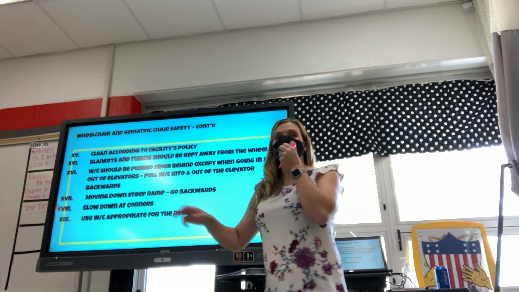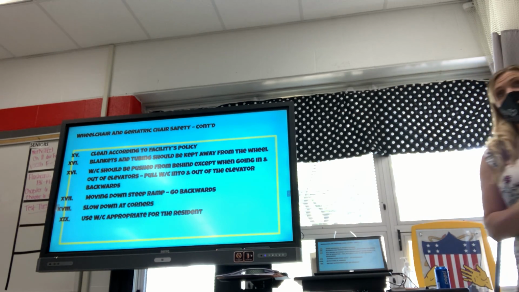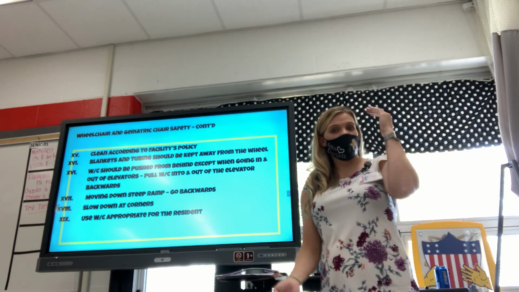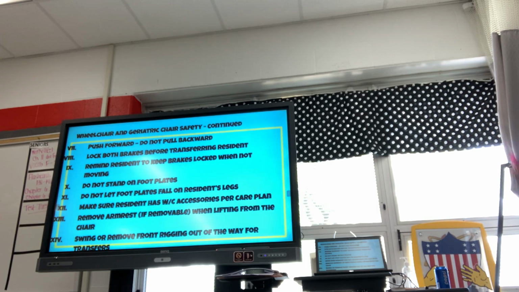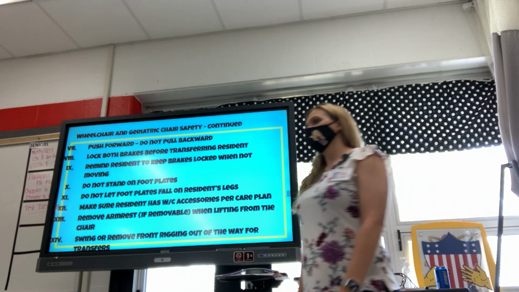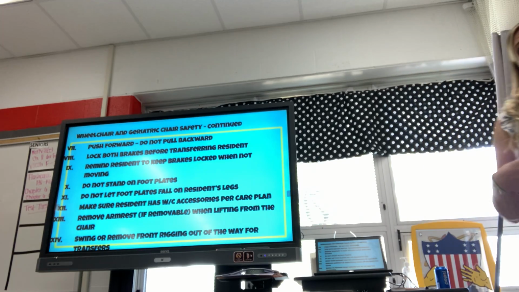We should slow down at corners because, like I said, you could collide with somebody. And then every resident has their own wheelchair, so make sure they're in the right wheelchair. There's small ones, there's big ones, there's long ones, there's short ones, taller and shorter. Make sure you've got the right ones. We always push. We don't really pull unless we're getting onto an elevator. You always lock everything. Don't stand on the foot plates of a wheelchair because the thing's going to tip forward on you.